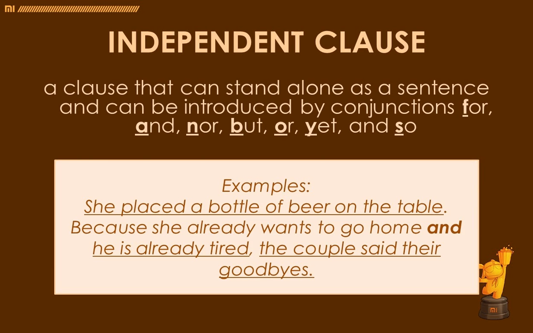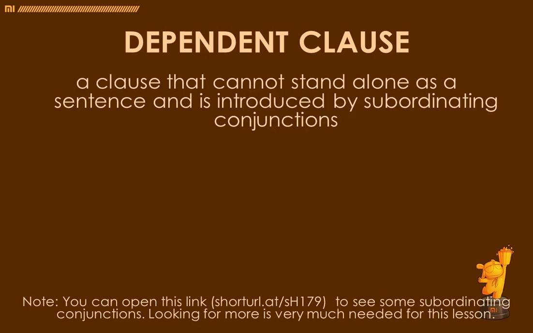For example, she placed a bottle of beer on the table. Because she already wants to go home and he is already tired, the couple said their goodbyes. The second kind of clause that you can encounter is the dependent clause. A dependent clause is a clause that cannot stand alone as a sentence and is introduced by a subordinating conjunction.